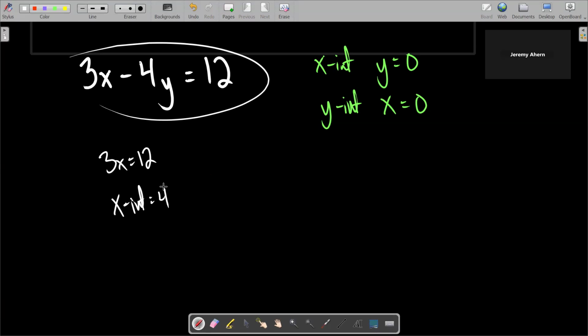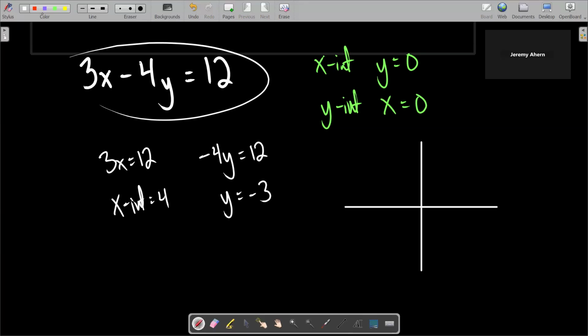Now let's start over, go back to the beginning, and let's find a y-intercept. What do we have to do to find a y-intercept? We have to get rid of all the x. Get rid of x and everything that x touches. And in this case, that leaves behind a negative sign of 4y equals 12. Divide both sides by negative 4. What's the y-intercept? And just like that, we can make a graph. So I go on my x-axis to 4, my y-axis to negative 3, grab a ruler, make a line, done. Pretty easy? Yeah. Let's do it again.